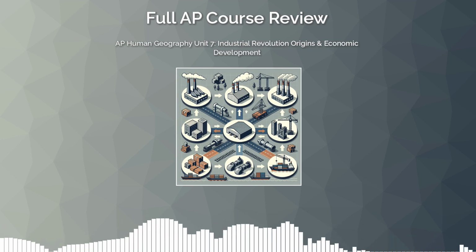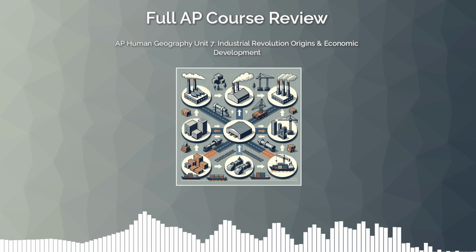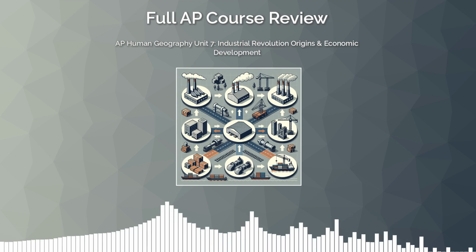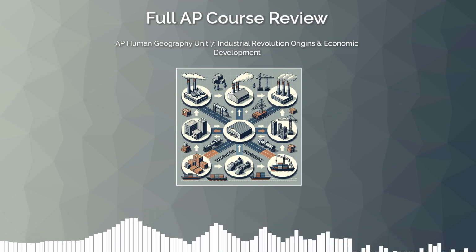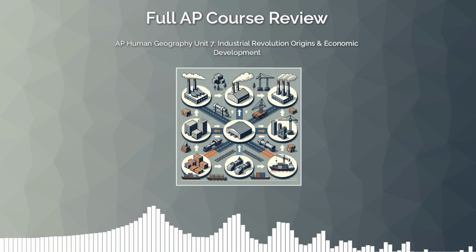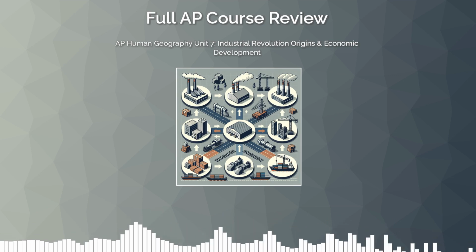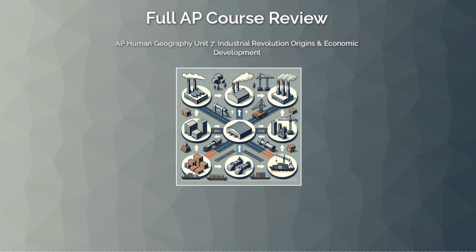Politically, Britain had a stable constitutional monarchy that protected private property and allowed entrepreneurs to profit from their inventions. The patent system encouraged innovation. Colonies across the globe provided both raw materials and captive markets for manufactured goods. This connection to colonialism is something the AP exam loves to test, and it links directly back to Unit 2's discussion of colonization and core periphery relationships.